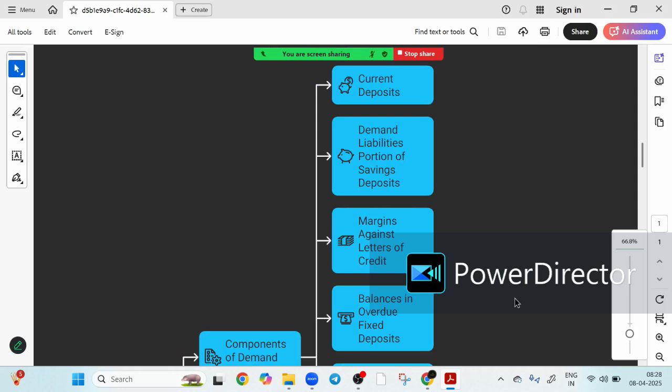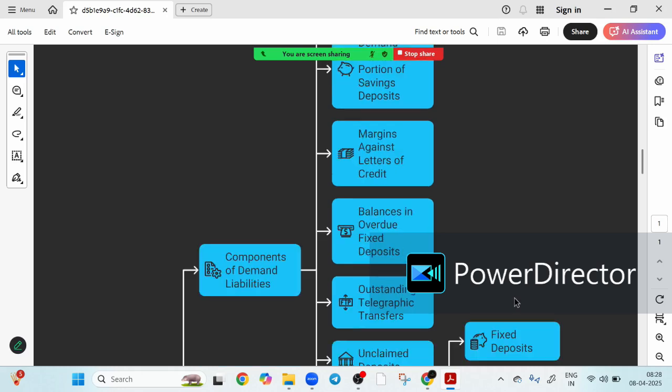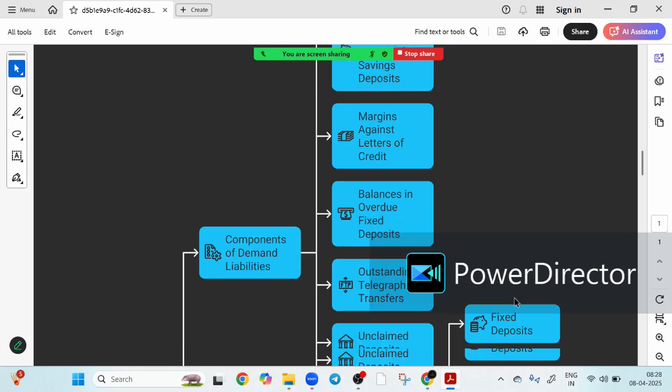So friends, let's talk about this particular chart. Ever wondered how a bank calculates the CRR? It is not just about the deposits you and I make. There is an entire structure that defines what is included and what is exempted. While calculating CRR, there is an entire structure. Let's decode the blueprint of CRR liability. To understand the CRR better, we need to look at the three main pillars.